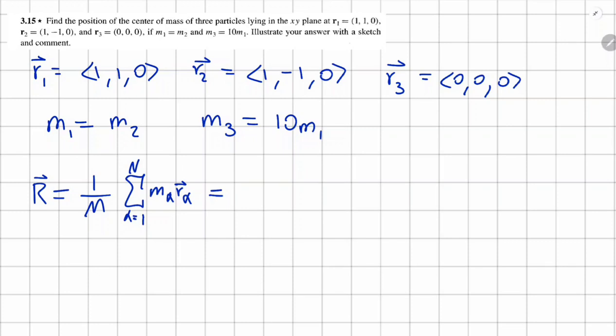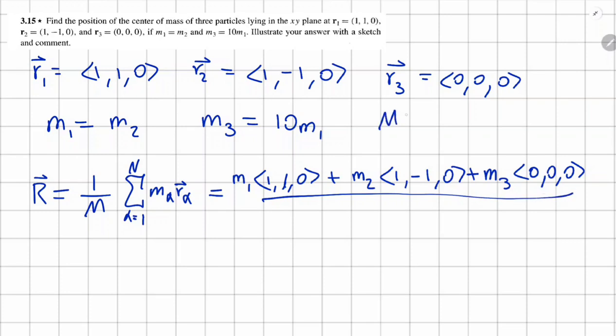So in our case, we have M1 times R1, which is going to be 1, 1, and 0, plus, because of the summation that we have going on here, that's going to be M2 times R2, which is 1, negative 1, 0, and plus M3 times R3, which is going to turn out to be 0, but we'll write it here anyways. And we know that our total mass is going to be M1 plus M2 plus M3, which is M1 plus M1 plus 10M1 equals 12M1. That's our total mass, so we're going to put that in the denominator.